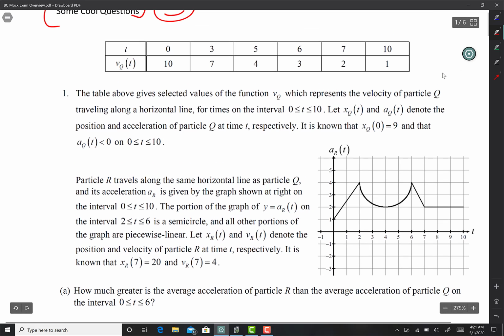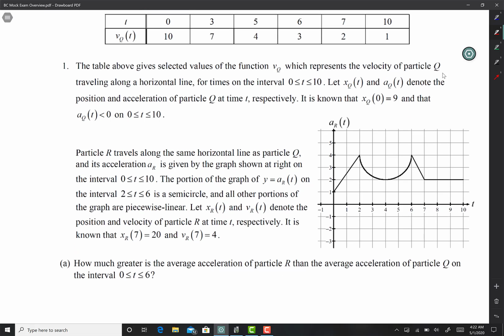So let's see. I have time and velocity of q. It looks like these are velocity, and over here I have acceleration. The table above gives selected values of the function v of q, which represents the velocity of particle q traveling along a horizontal line between 0 and 10. It doesn't give us units. Let x of q and a of q denote the position and acceleration of particle q at time t. It is known that the initial position is 9 when time is 0, and that acceleration is always negative on the interval 0 to 10.